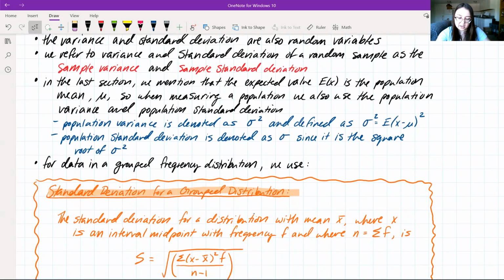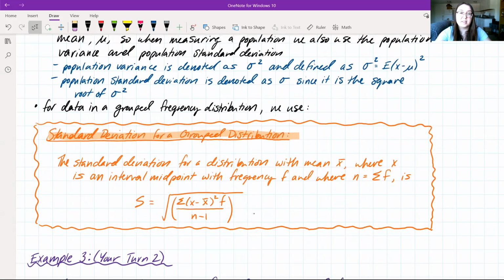All right, for data in a grouped frequency distribution, we want to use this definition. So we have standard deviation for a grouped distribution. Remember that these are usually our tables. We see intervals instead of actual values, and then they have frequencies. So the standard deviation for a distribution with mean x bar, where x is an interval midpoint with frequency f, and where n is equal to the sum of f. This is just the sum of the frequencies.